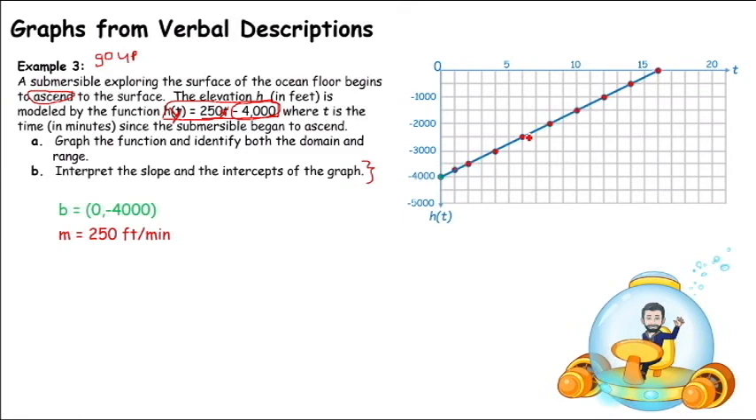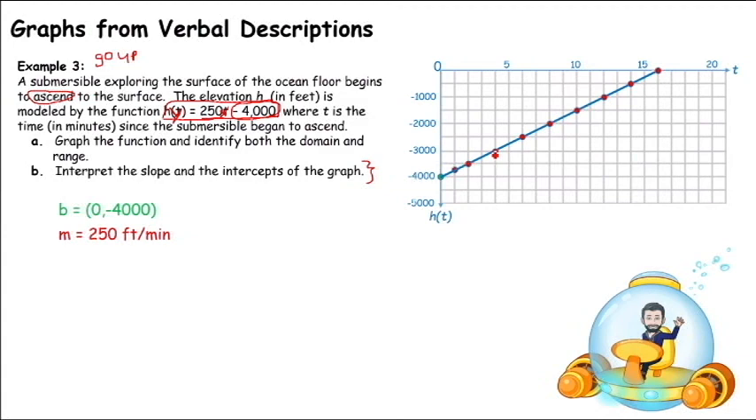I'm going to connect my dots. Remember that these are sample points along the way. Because our submarine is constantly going up, every point on this graph represents a possible combination of time and depth.